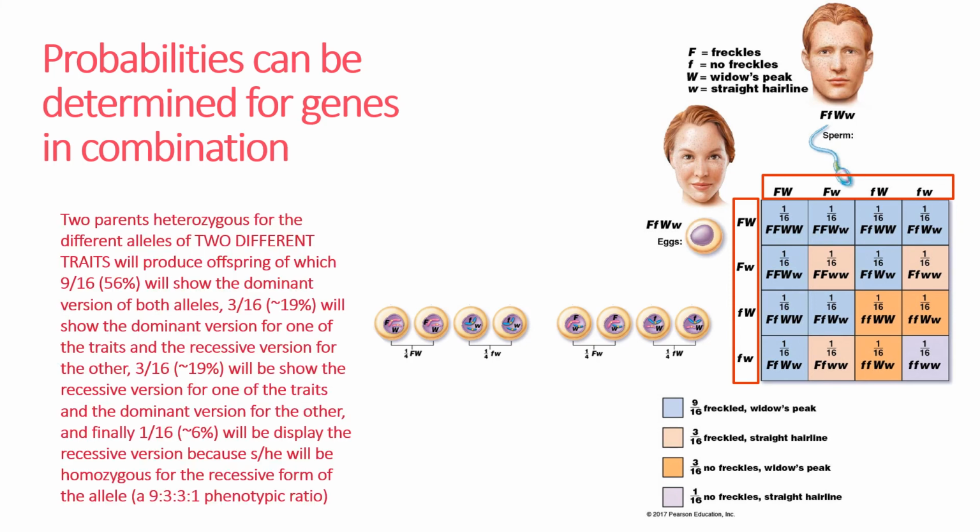Indeed, 9 out of the 16 will have freckles and a widow's peak. 3 of the 16 will have freckles and a straight hairline. 3 of the 16 will have no freckles and a widow's peak. And only 1 of the 16 will be completely recessive and have no freckles and a straight hairline. That is a typical 9:3:3:1 phenotypic ratio.